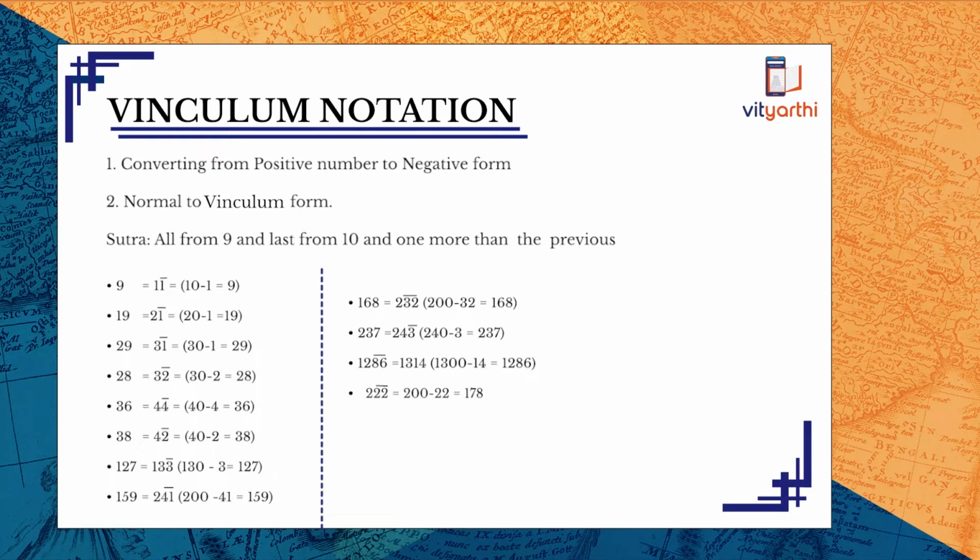2 2 bar means 200 minus 22, that is 178. 13 bar 14 means 1300 minus 14, that is 1286. 423 bar 1 means we have to make two partitions as shown. 423 partition 1. Now 400 minus 23 is 377. The 1 can be carried forward. So we have 3771 as the answer.